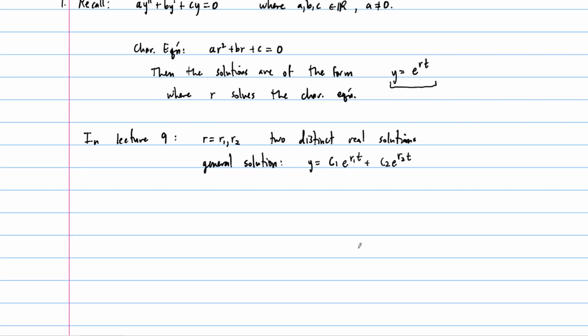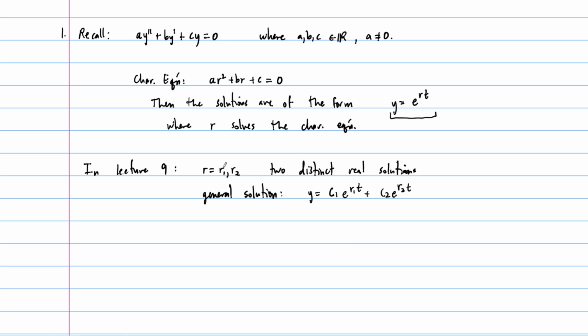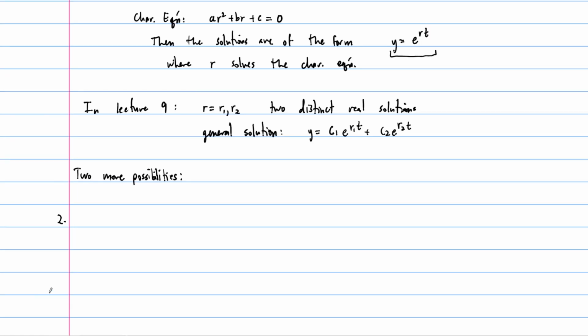Okay, well, there are two more possibilities for the behavior of the solutions to the characteristic equation. So let's write this down. We'll do these one at a time. Two more possibilities. The first one, which will be item number 2 in the lecture, is that instead of having two distinct real solutions, we could have two complex solutions to the characteristic equation.